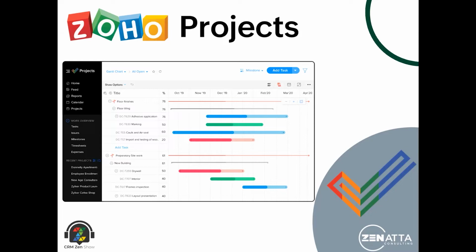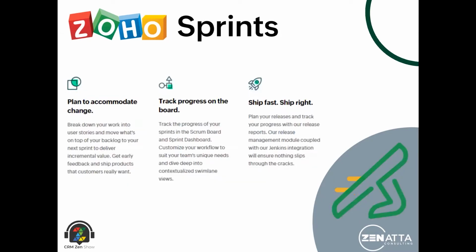But as I always say, project management software is like music. The best one is what you like. So if you're into a full-blown Microsoft Project kind of thing, Zoho Projects is for you. If you're more into agile development, such as Jira, then Zoho Sprints is probably for you.